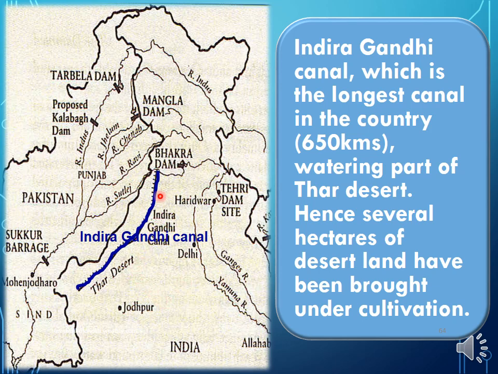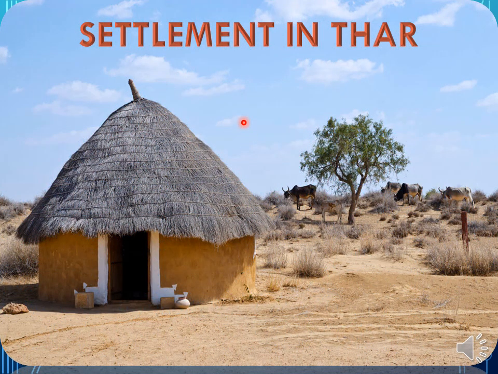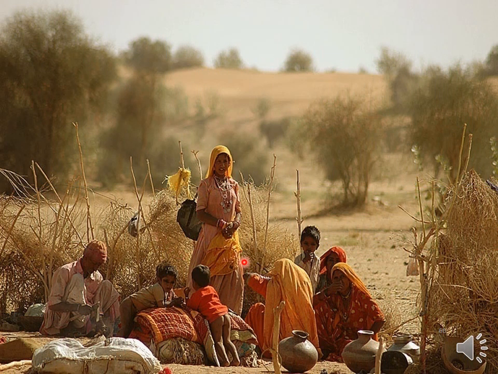Now, in order to irrigate the desert area, they made a big, long canal, known as Indira Gandhi Canal. That is the longest canal in the country. It is around 650 kilometers, watering a part of Thar Desert. Hence, several hectares of the desert land have been brought under cultivation. Here is a picture of a settlement in Thar Desert. You can see the areas of Thar Desert. This is another picture of the Thar Desert and their settlement.